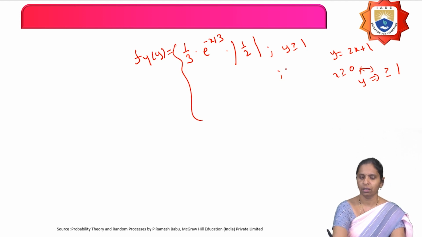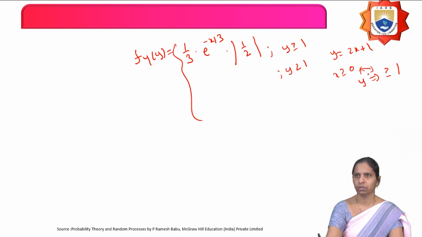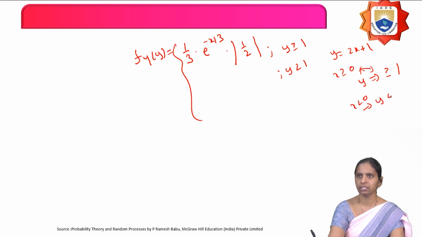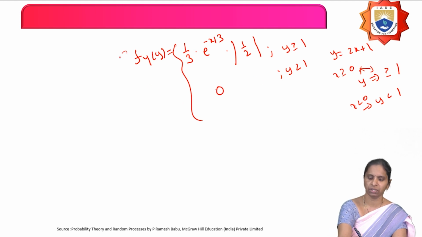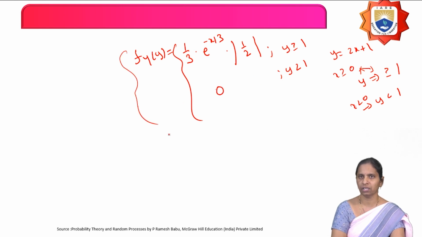And when y is less than 1, then what happens? x less than 0 corresponds to y less than 1. For example, if x equals minus 1, then what is the y value? Minus 2 plus 1, so y equals minus 1. For negative values, the density is 0. Therefore, it is 0 when y is less than 1. This is the density function of the transformed random variable.